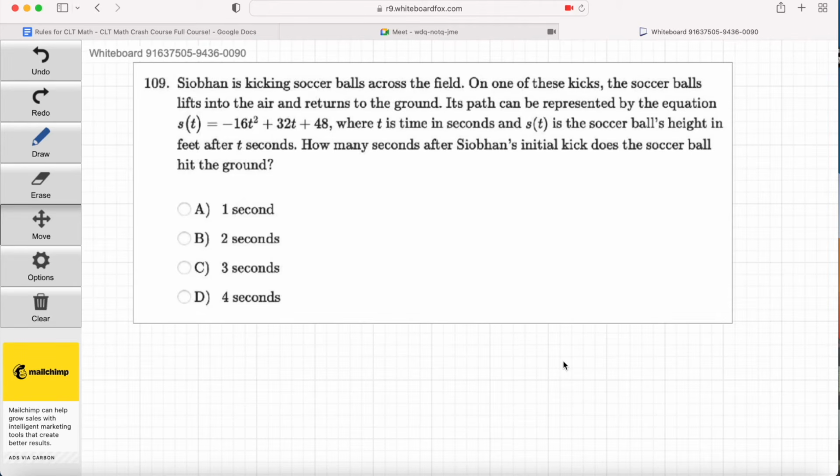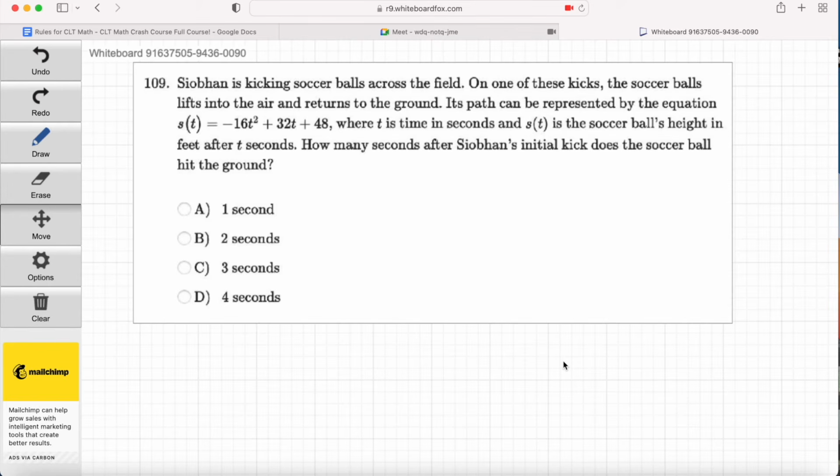But you've got to make this conscious recognition here. We know what the height of the ball is going to be when it hits the ground, right? I think we discussed this in the last question. What's the height of the ball when it hits the ground? 0, right? It's the height of the ball on the ground.